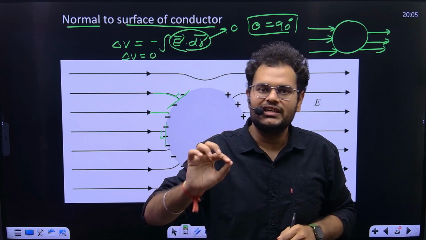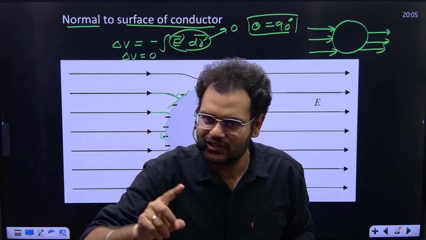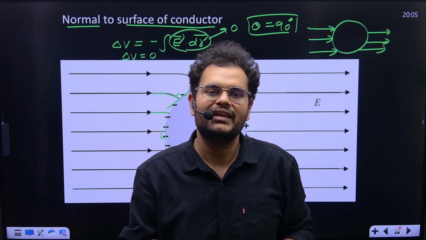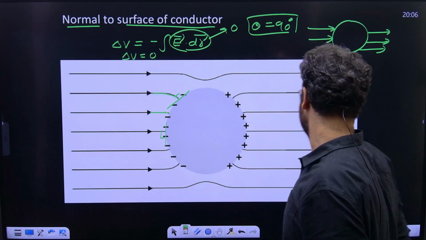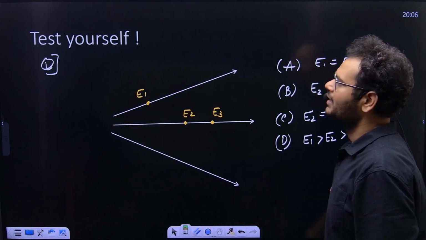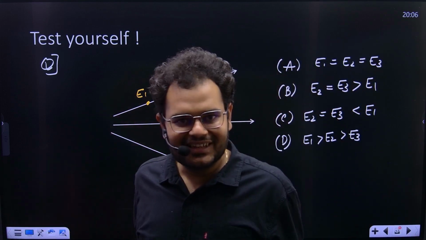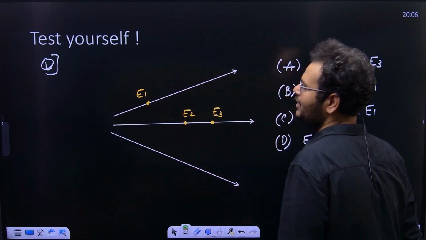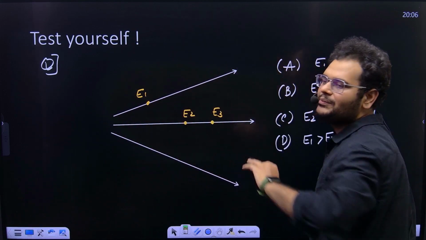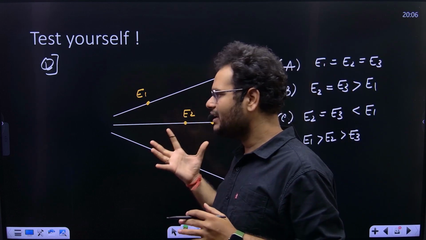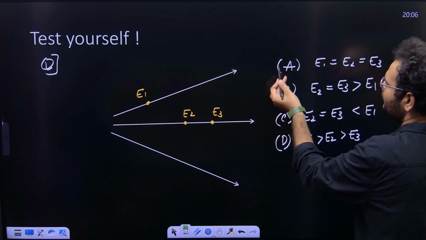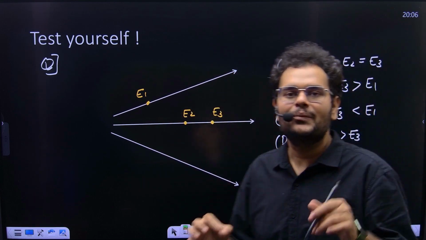So a conductor has only two properties. First, under electrostatic conditions, the electric field inside a conductor is 0. And second, what is the second property? It makes a 90-degree angle with the surface. Now, with all properties done, you need to test yourself. This is a diagram showing electric field lines. You have to tell me which of the following is correct. Comment your answers.